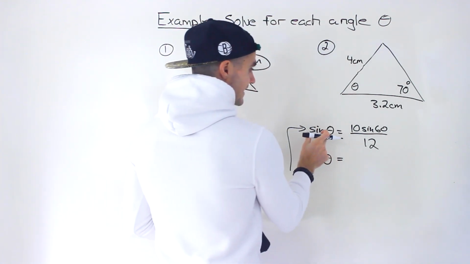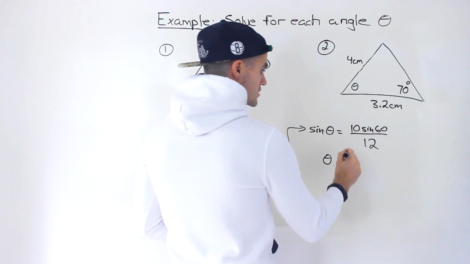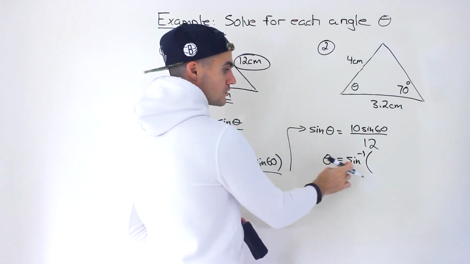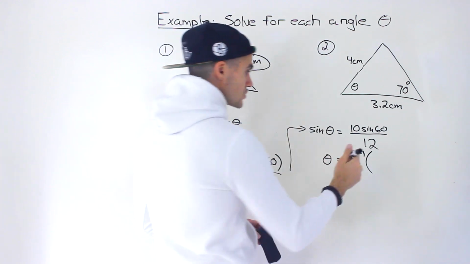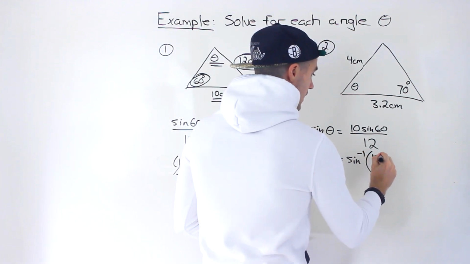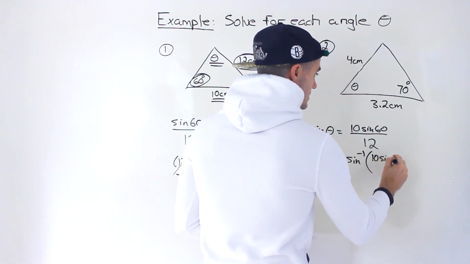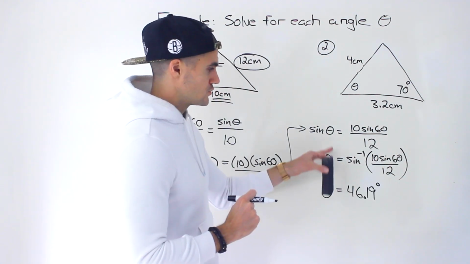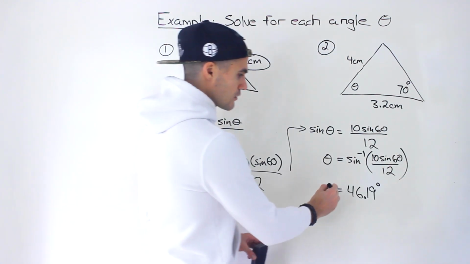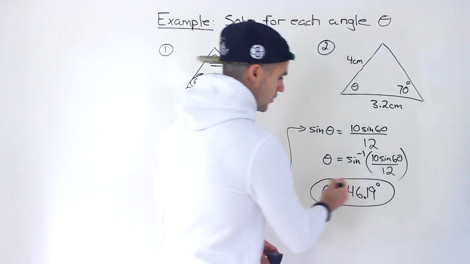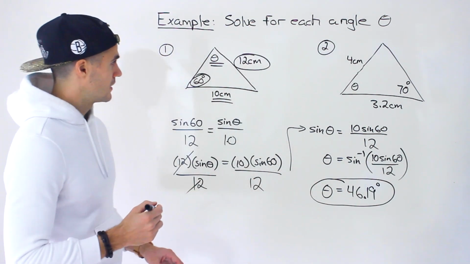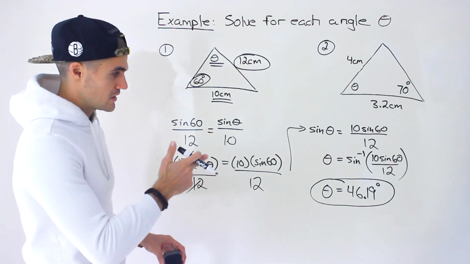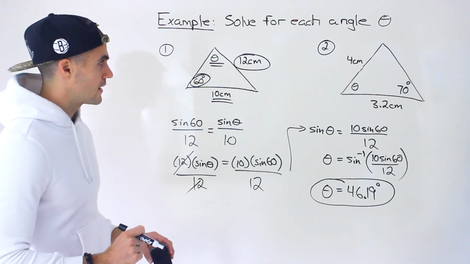To get the sine that's attached to theta to the other side, we do sine inverse. Whenever we're solving for an angle, we're always using the inverse trig function. So we would have sine inverse of 10 sine 60 over 12, and when you do that calculation, you end up with theta equaling 46.19 degrees. So that's the answer to the first triangle, the value of theta.